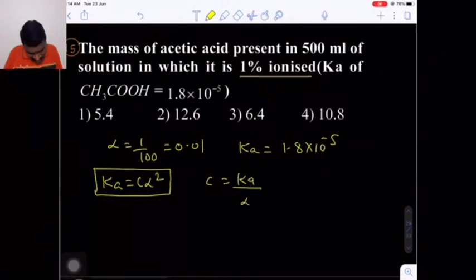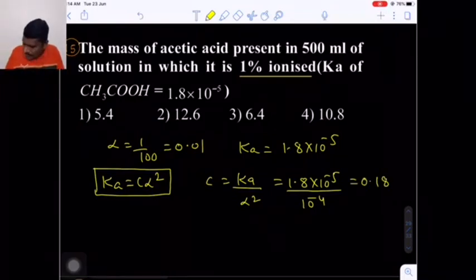Ka by alpha square. What is the Ka value? 1.8 into 10 raised to minus 5. Alpha square value, how much? 10 raised to minus 4. From here you will get the C value, 0.18 moles per liter.